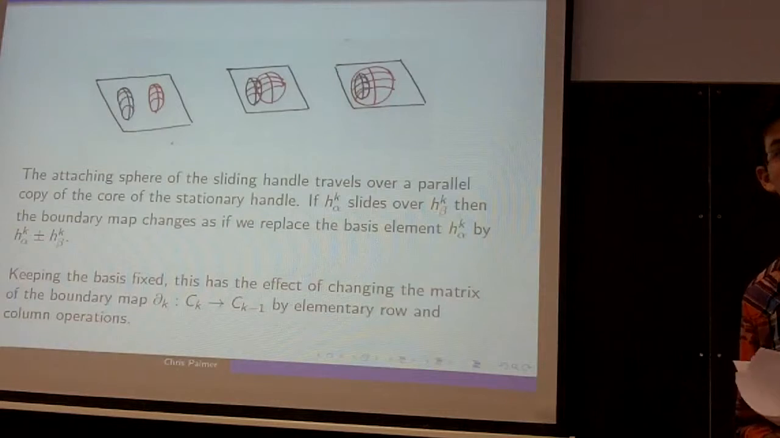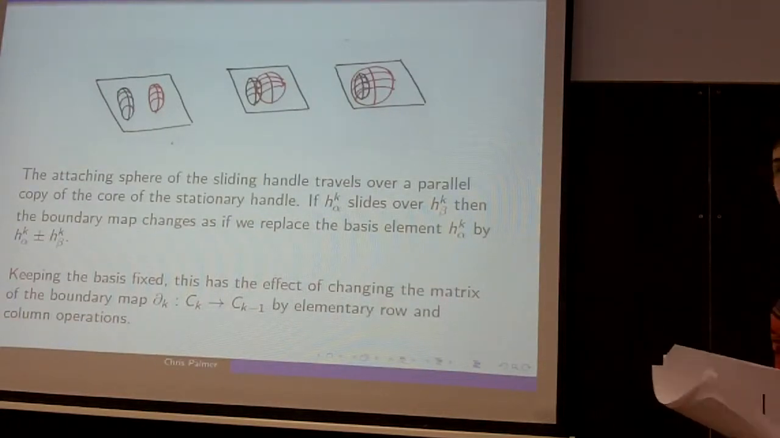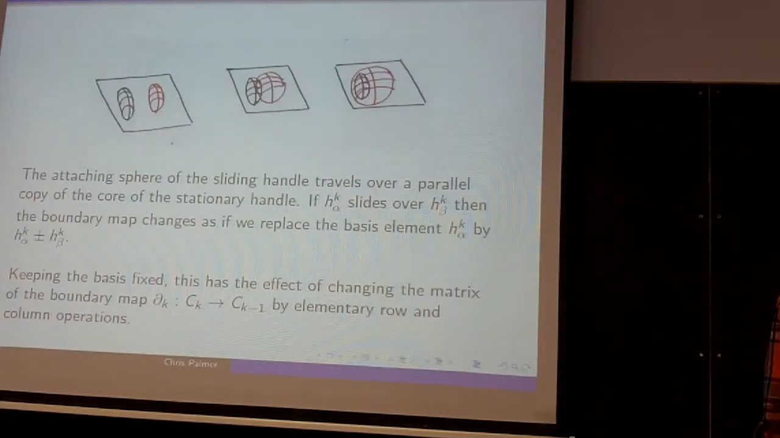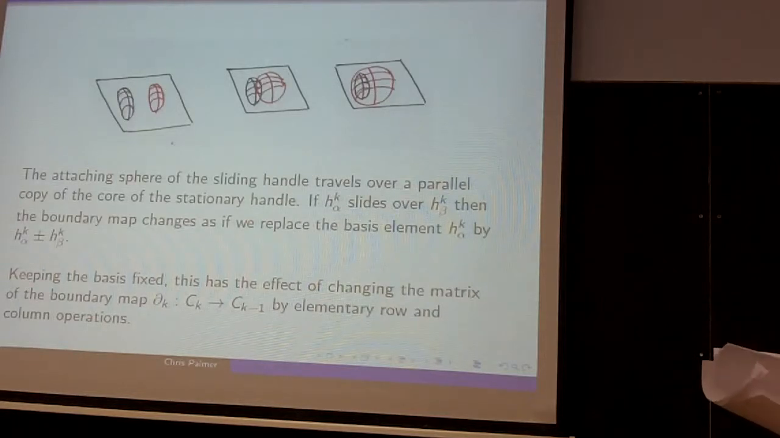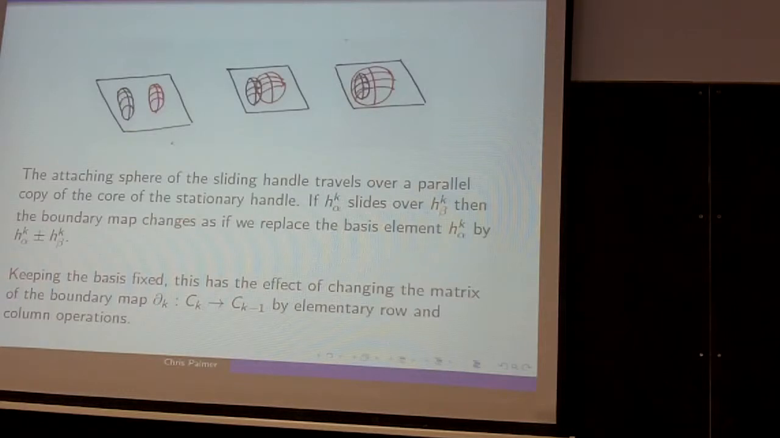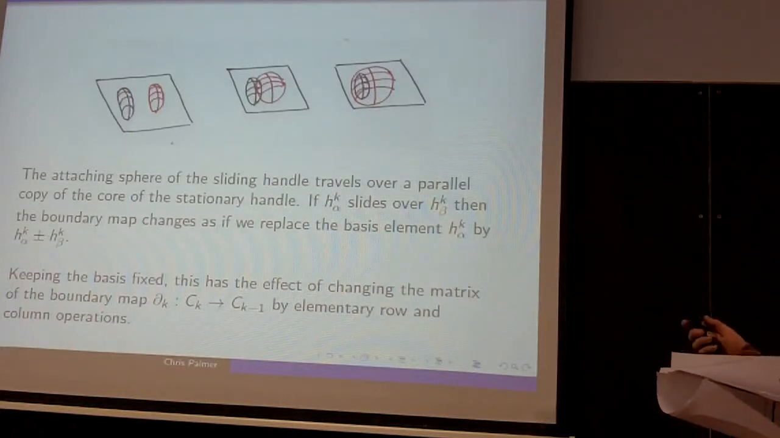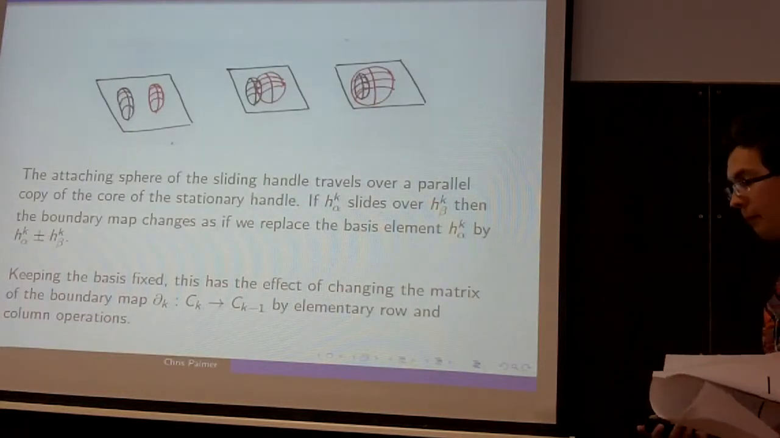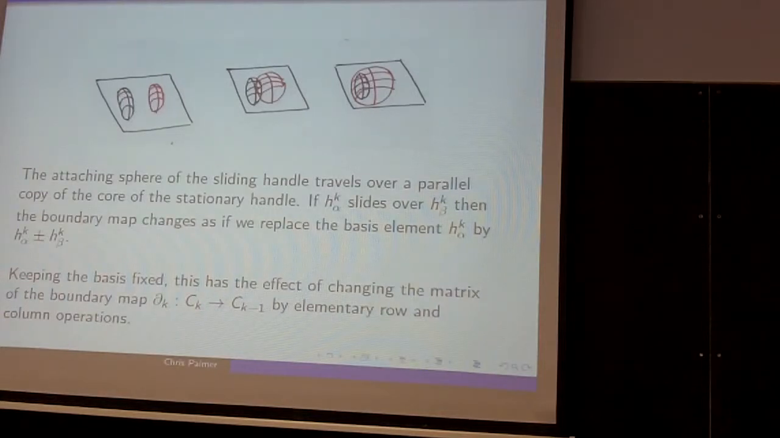the handle chain complex? Well, you can show that if you slide some k handle h^k_alpha over another k handle h^k_beta, then the boundary map changes as if we replace h^k_alpha by h^k_alpha plus or minus h^k_beta, depending on orientations. Or alternatively, what you could do is keep the basis fixed and then look at the matrix of the boundary map, and this corresponds to altering the matrix by elementary row and column operations.